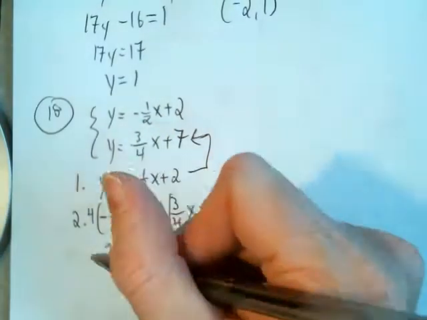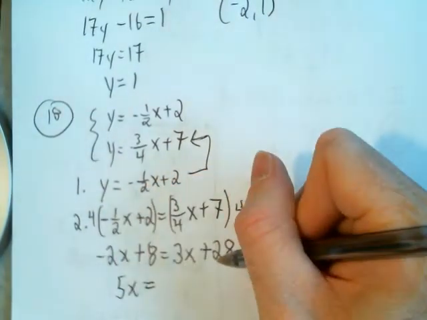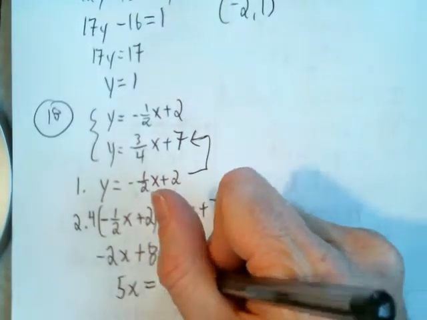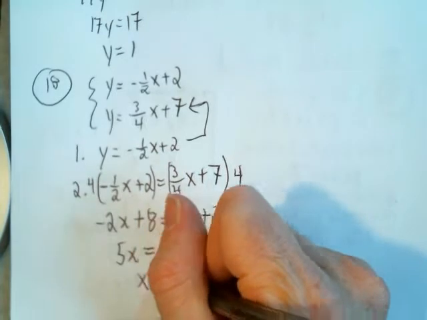So I'm going to move the 2x to the other side, end up with 5x. Move the 28 to the other side, you get negative 20. And finally solve for x. So x will be negative 4.